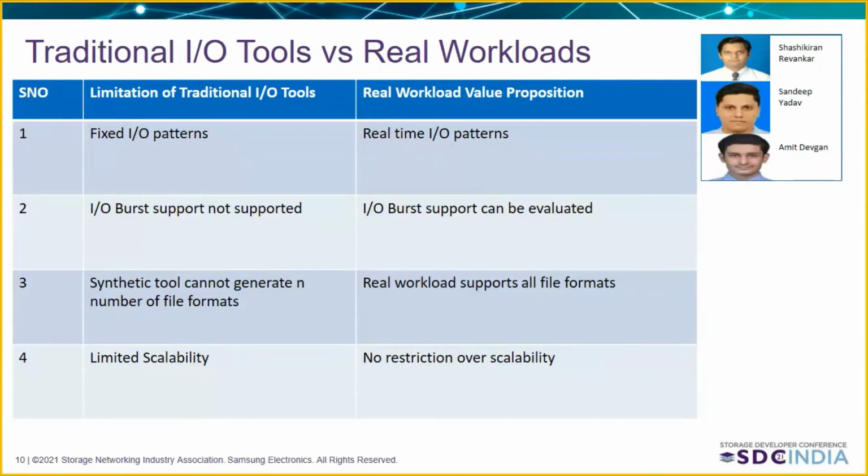So as you can see, we are going to discuss traditional IO tools versus real workloads. The limitation with traditional IO tools is that they have fixed IO patterns. However, with real workloads, the value proposition is that we get a real-time IO pattern. IO bursts are not supported in traditional IO tools, however, they are supported in the case of real workloads. With synthetic tools, we cannot have support for all file formats. However, real workloads support all file formats. Scalability is limited with traditional IO tools. However, real workloads have no restriction on scalability.